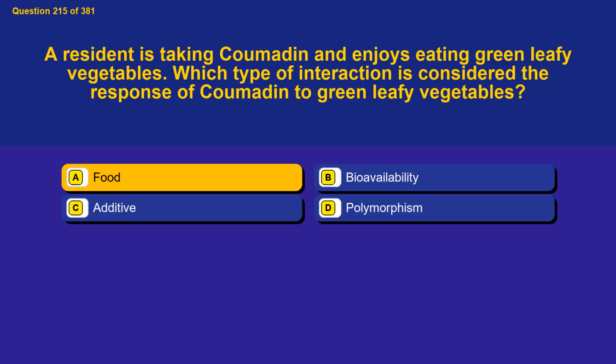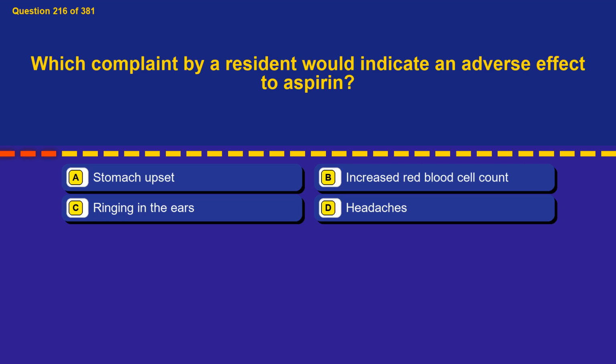The correct answer is option A. Food. Question 216. Which complaint by a resident would indicate an adverse effect to aspirin? Option A. Stomach upset. Option B. Increased red blood cell count. Option C. Ringing in the ears. Option D. Headaches.